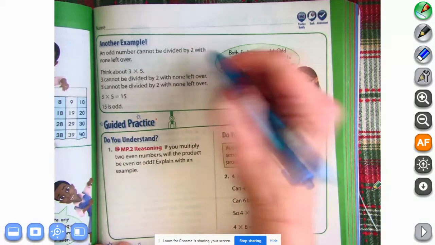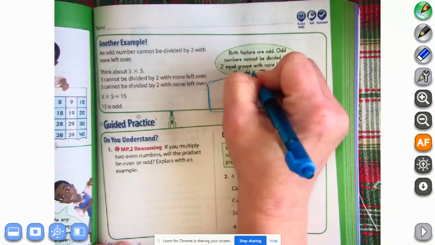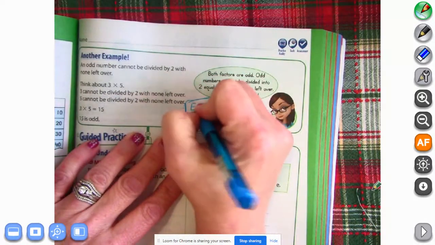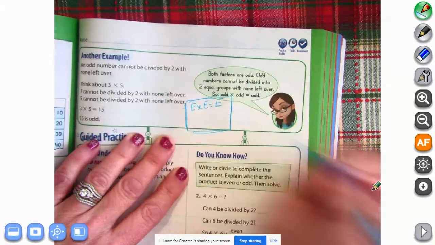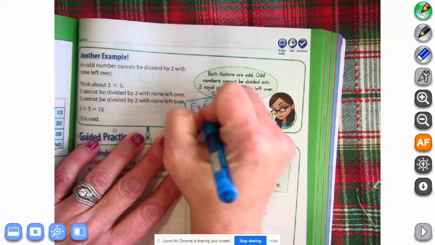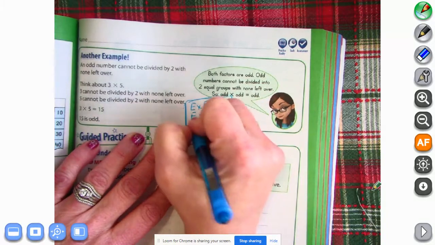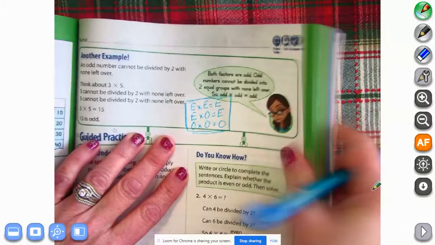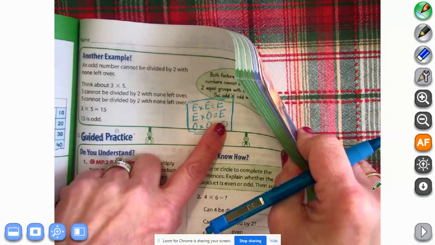Okay, I want you to write right up here. We're going to make a little box. Something to remind you. Whenever you have an even number times an even number, the product will be even. Whenever you have an even number times an odd number, the answer will be even. Whenever you have an odd number times an odd number, the answer will always be odd. So if even is any part of the factors, the answer is going to be even.